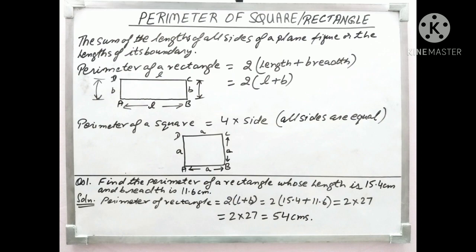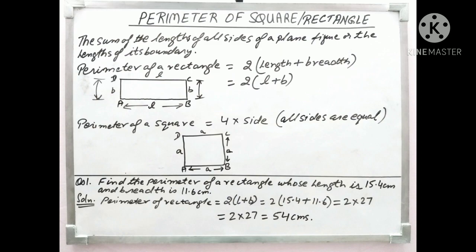Now a square is a figure which has all the 4 sides equal. So if we want to find the perimeter of a square, that is the length of the boundary of this square, we will write AB plus BC plus CD plus DA, that is A plus A plus A plus A. That is 4 times A, which means 4 into side. Now I will solve some very simple questions to make you understand this concept.